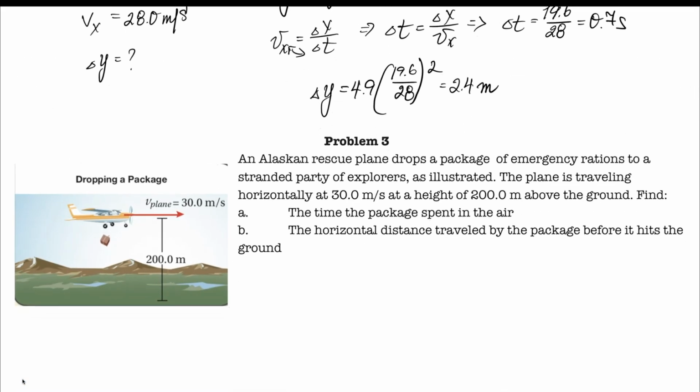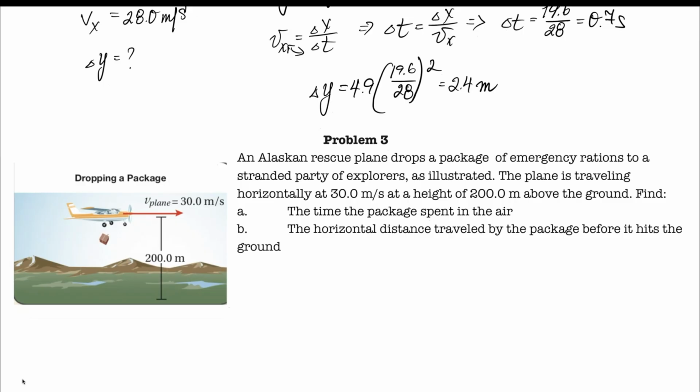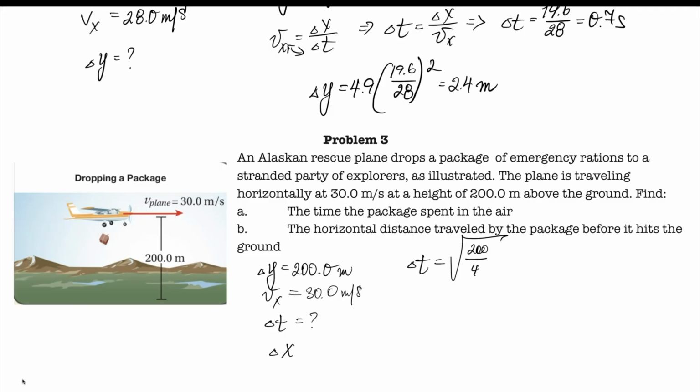And finally, the last problem. You're asked to find time again and the horizontal distance. You are given change in y, which is the height from which the package was dropped, 200 meters. You know that your Vx is 30 meters per second, and we need to find change in t and change in x. Again, change in t we've found so many times is going to be 200 divided by 4.9 square rooted. I got 6.4 seconds, and then change in x is going to be Vx times time.